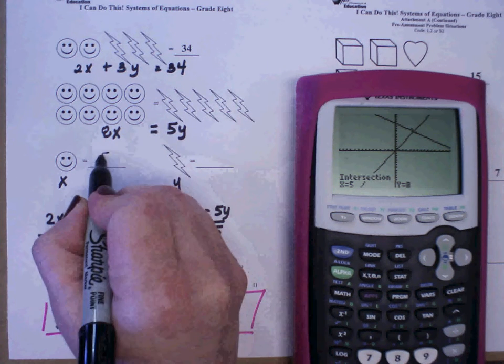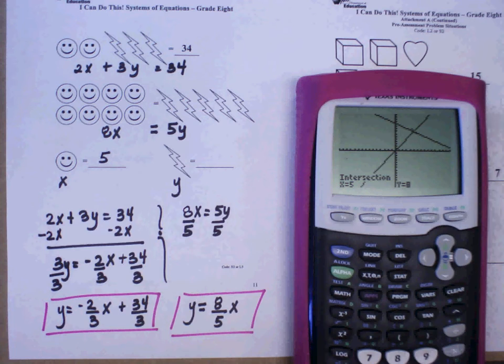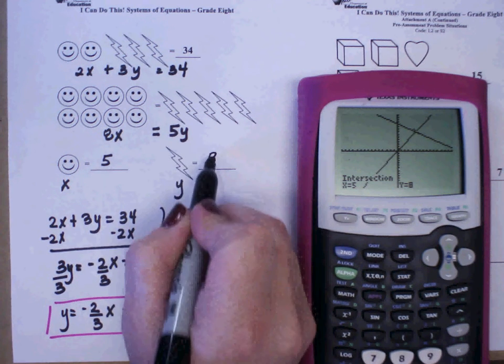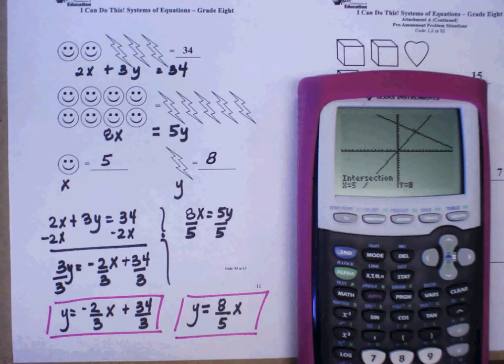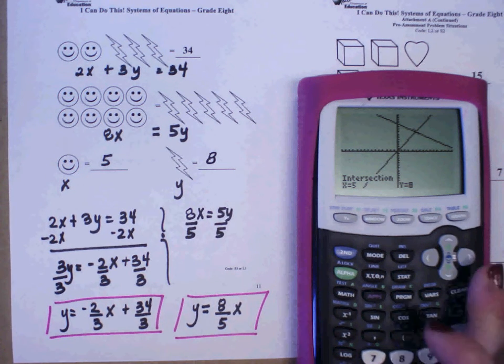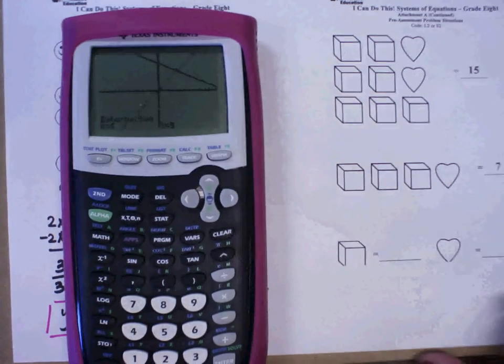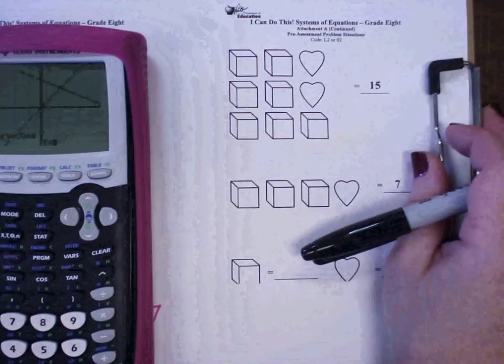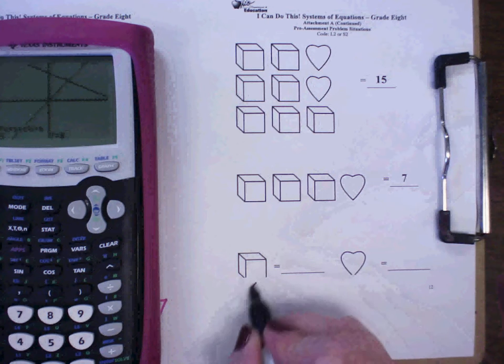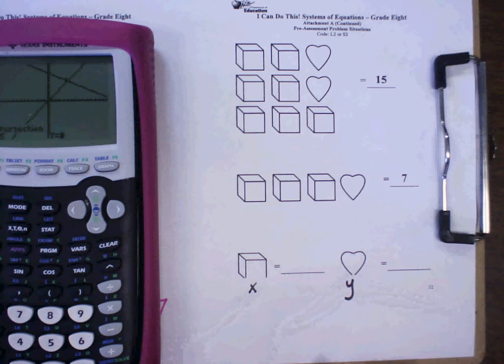All right, so my x would be 5 and my y is 8. So the happy faces are 5 and the lightnings are 8. All right, so do we want to do cubes as x's and hearts as y? All right, x and y.